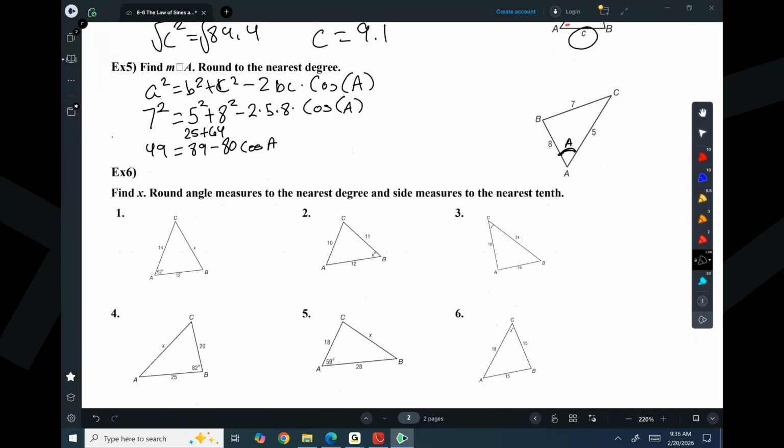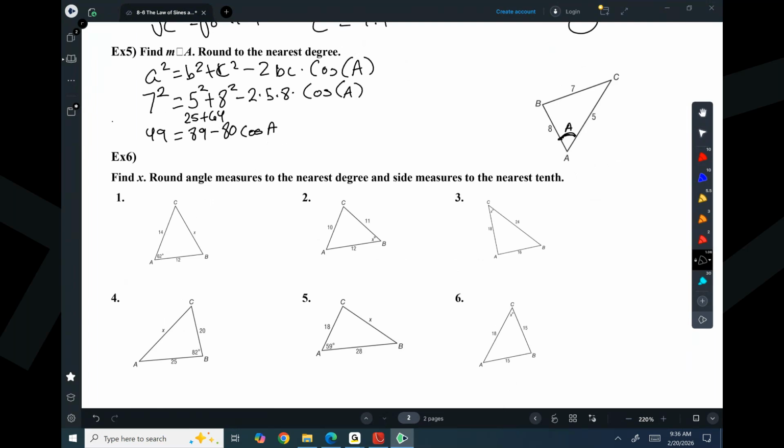So some people come to me and they're like, I don't know how to do this one. Cosine of A, in your brain, just think of it as x. Call cosine of A x in your head. Then it's not hard at all because you'd have 89 minus 80x. And would you then say, I don't know how to solve that? Well, if you don't know how to solve that and you're in algebra geometry right now, then that's a problem. Because that should not be hard to solve, yeah?